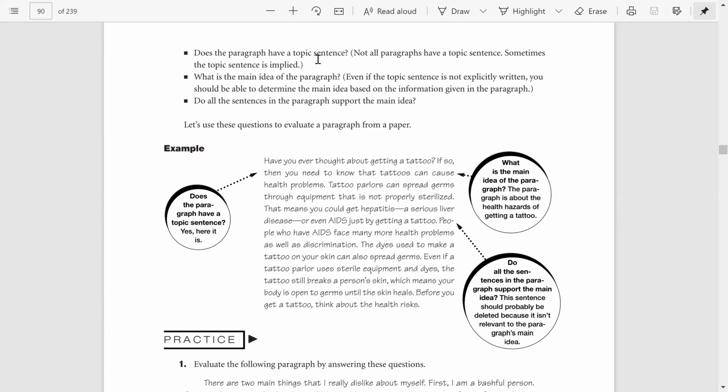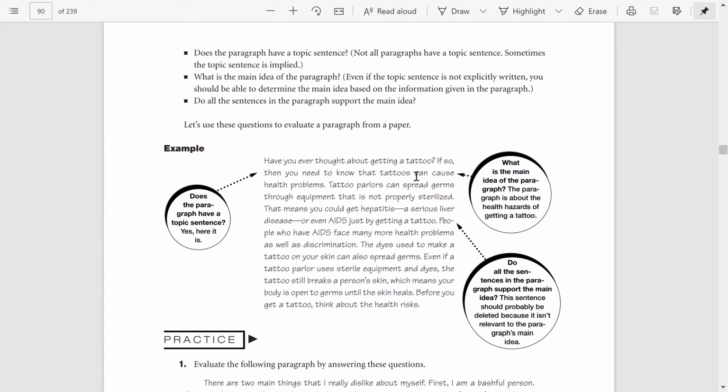If the topic sentence is not explicitly written, you should be able to determine the main idea based on the information given in the paragraph. All right, you should know what the topic sentence in the paragraph is, what the main idea in the paragraph is, and the third thing is, do all the sentences in the paragraph support the main idea? So if the answers to these questions are yes, it means your paragraphs are focused and organized. Let's have a look at the paragraph over here.